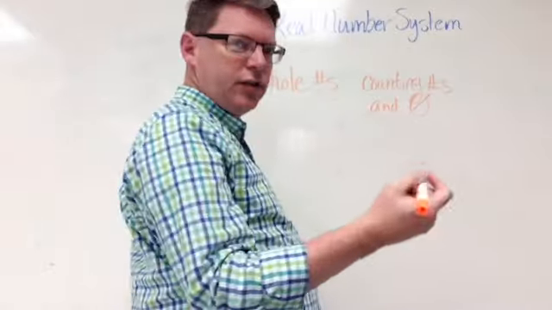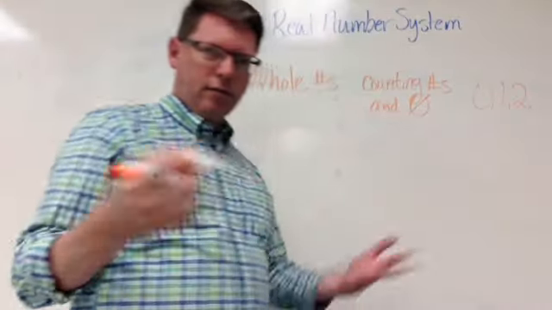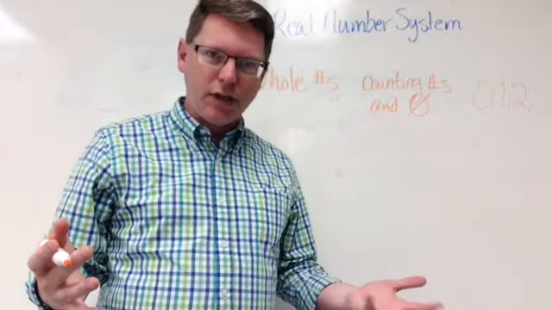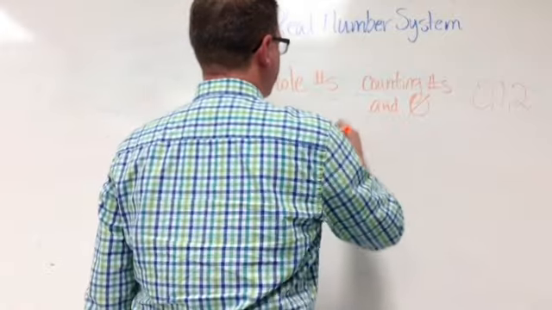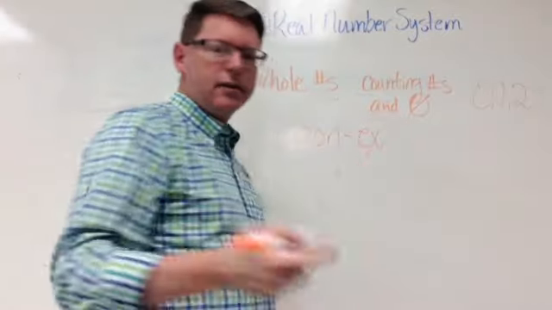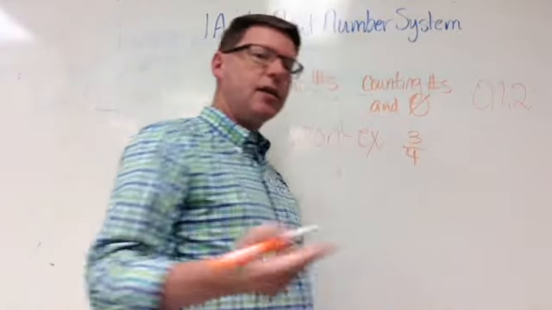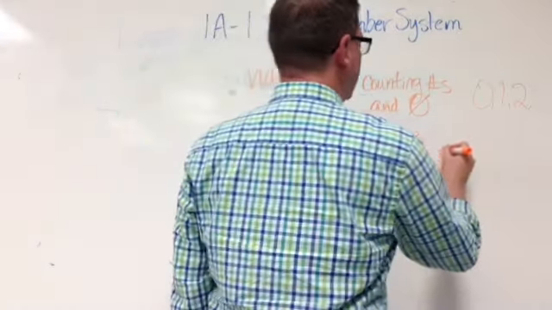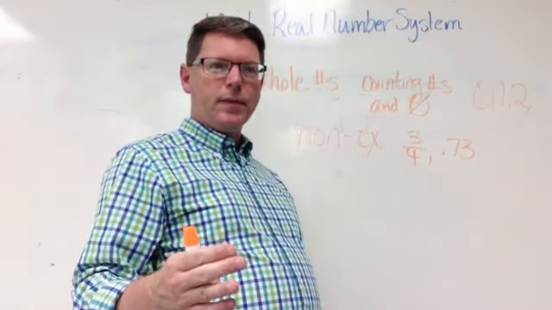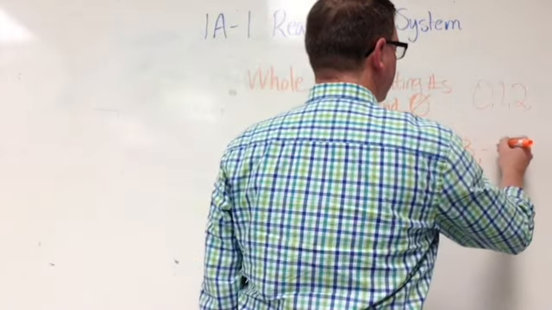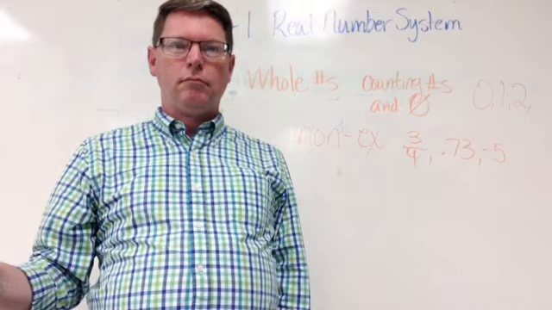So some examples that you could put in there are 0, 1, 2, and whatever else you want to put there. 173 if you wanted to put that. Okay? Now the non-examples, and I'm just going to put non-x because it's already on there. Some non-examples would be like 3/4, because that's not a whole number, that's a fraction. 0.73, that's not a whole number, that's a decimal. And -5. -5 is not a whole number. It's a negative number. We'll get to that in a minute.